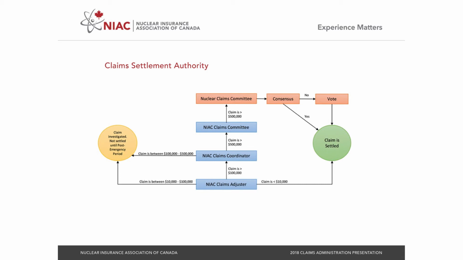For our multiple claims, both in terms of number and quantum, we will also then engage the Nuclear Claims Committee to make decisions on the claims and understanding. We'll work for consensus in order to get the claims paid as promptly as possible and have everybody informed.